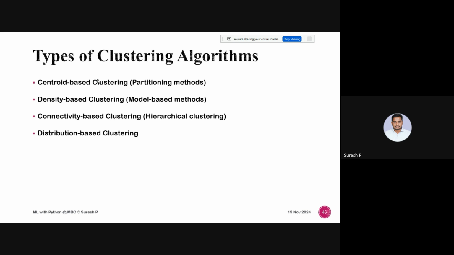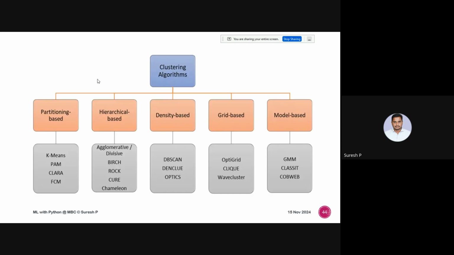There are a number of clustering algorithms, like centroid-based or partitioning-based clustering, density-based clustering, model-based clustering, connectivity-based or hierarchical clustering, and distribution-based clustering. In partitioning-based clustering, we have the k-means algorithm, PAM, CLARA, FCM and so on, but we will discuss only k-means, the most frequently used algorithm in the partitioning-based category. In the hierarchical category, we have agglomerative, divisive, BIRCH, ROCK and CURE algorithms, but we are going to discuss agglomerative.